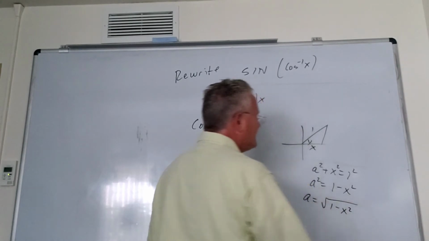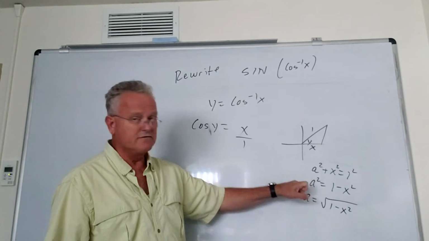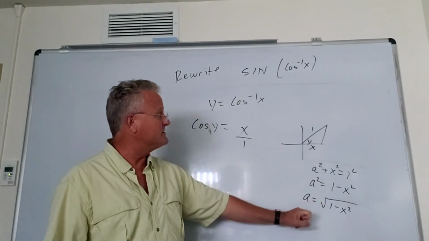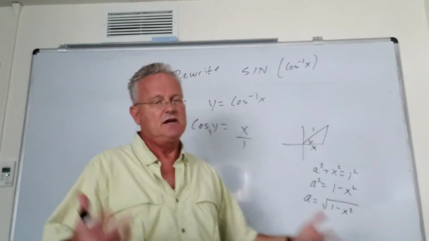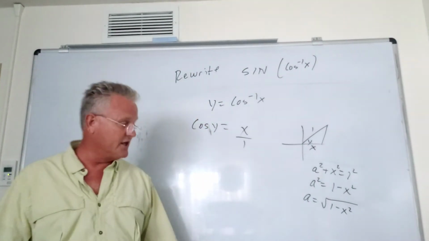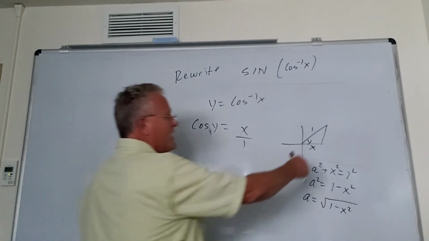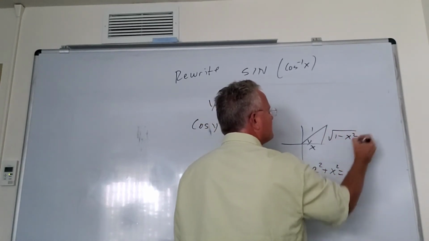Now, technically, this is a plus and minus, because when you take the square root of a square, you got to put a plus and minus, but we're only using the positive portion because we're talking about distances here, lengths, and we don't usually talk about negative lengths, so we're not worried about the negative square root. So this missing side is the square root of 1 minus x squared.